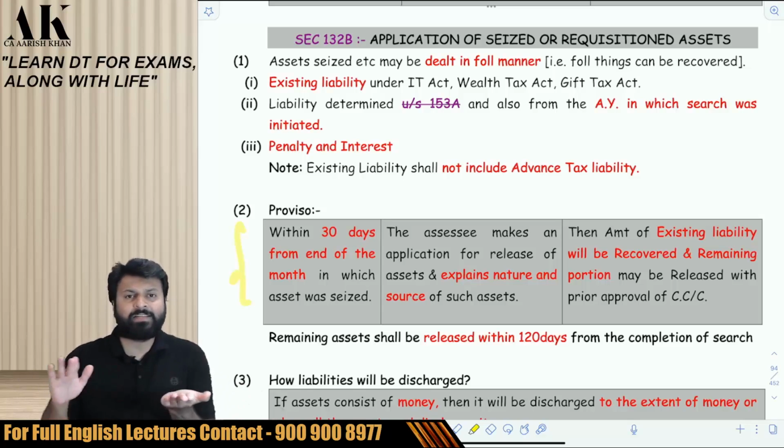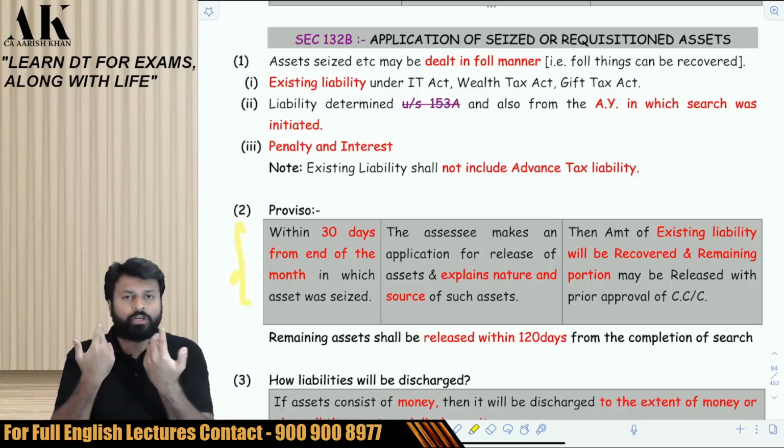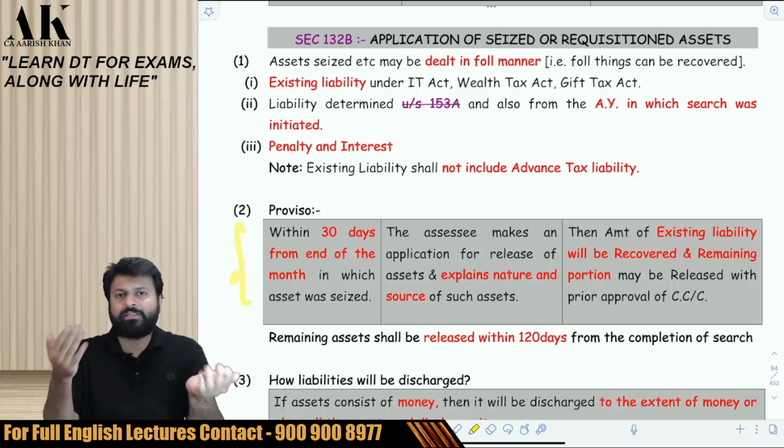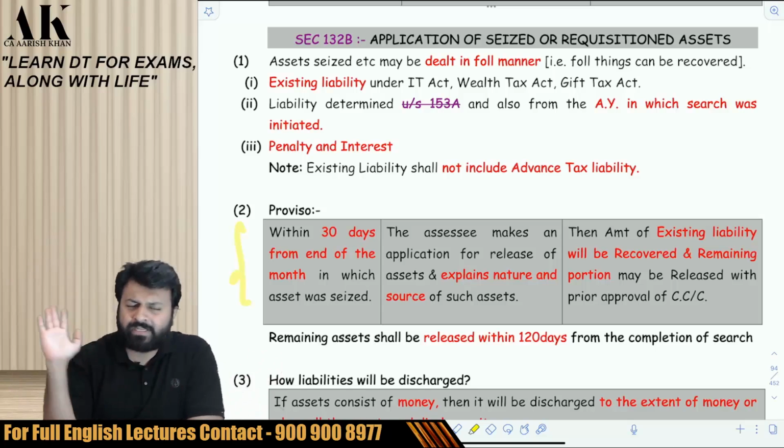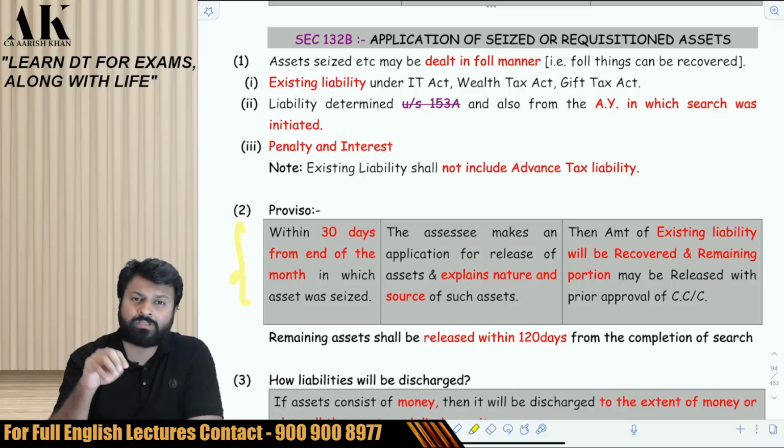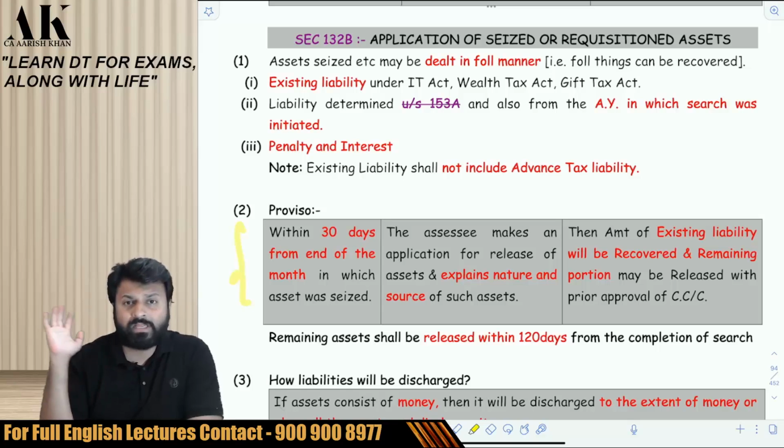Okay. Then they are not going to fully return you. They will take the existing liability, if any, which will not include income tax or advance tax, obviously, because existing liability does not include advance tax. Existing liability includes old demands. Say there is some assessment which was done earlier for which a demand was raised, and you have not paid anything. There is some appeal which was done earlier for which some demand was raised, which you are not paying. That is existing liability. Okay.